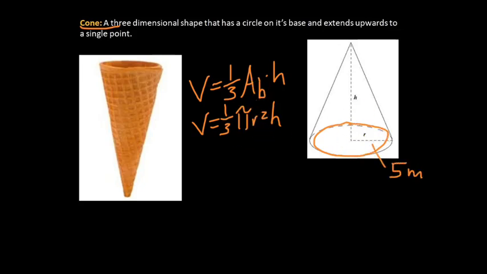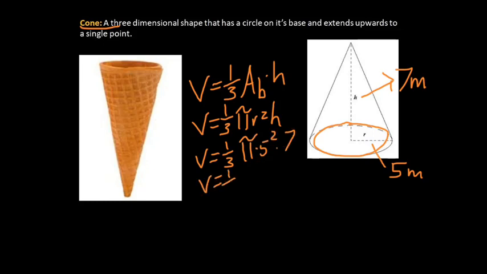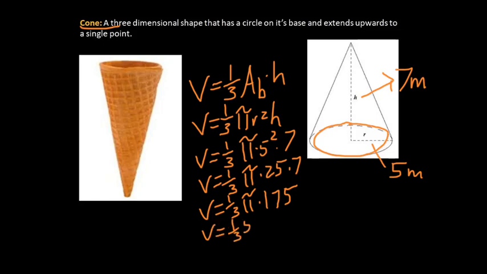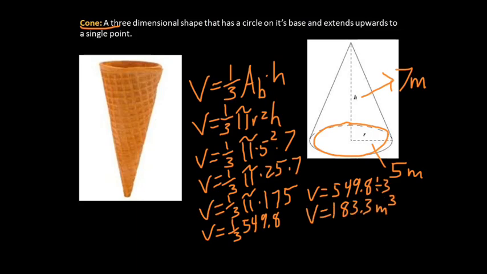So 5 meters is our radius, 7 meters is our height. Our formula becomes 1/3 pi times 5 squared times 7. Square 5 and you get 25. Multiply 25 times 7 and you get 175. Multiply that times pi and you get 549.8, then divide that by 3, and you get your final volume, 183.3 meters cubed. Okay, those are the 4 shapes, and we'll go ahead and practice those.